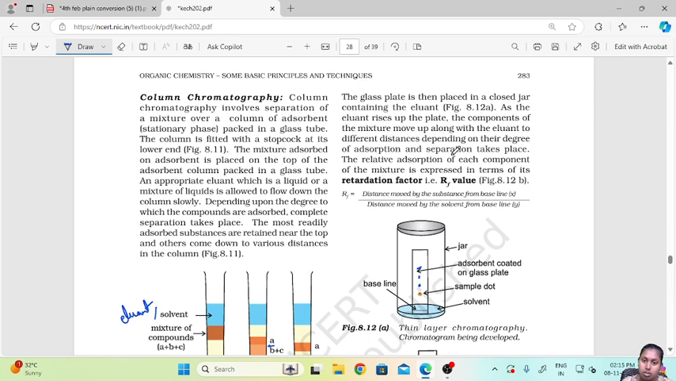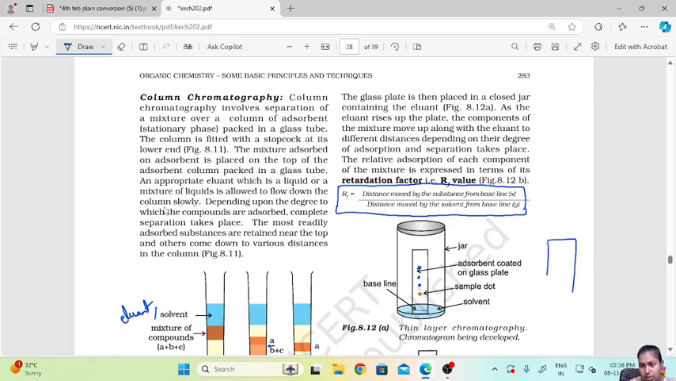Now the relative adsorption of each component of the mixture is expressed in terms of the retardation factor. Okay, now at what point they are adsorbed, the relative adsorption we call the retardation factor or Rf value. Now how will you calculate the Rf value? This is the formula for calculating the Rf value. That is, Rf is equal to the distance moved by the substance from the baseline.